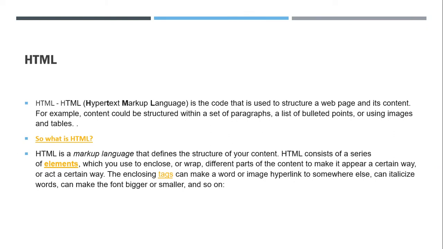Remember, HTML is not a programming language. It is a markup language. HTML consists of a series of elements which you use to enclose or wrap different parts of content to make it appear in a certain way or act in a certain way. The enclosed tag can make a word or image hyperlink to somewhere else, can make the font bigger or smaller, and so forth.